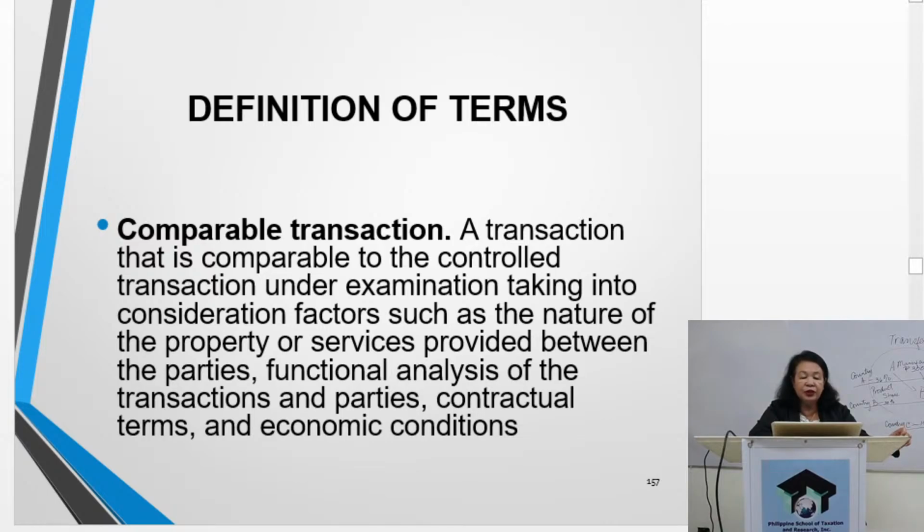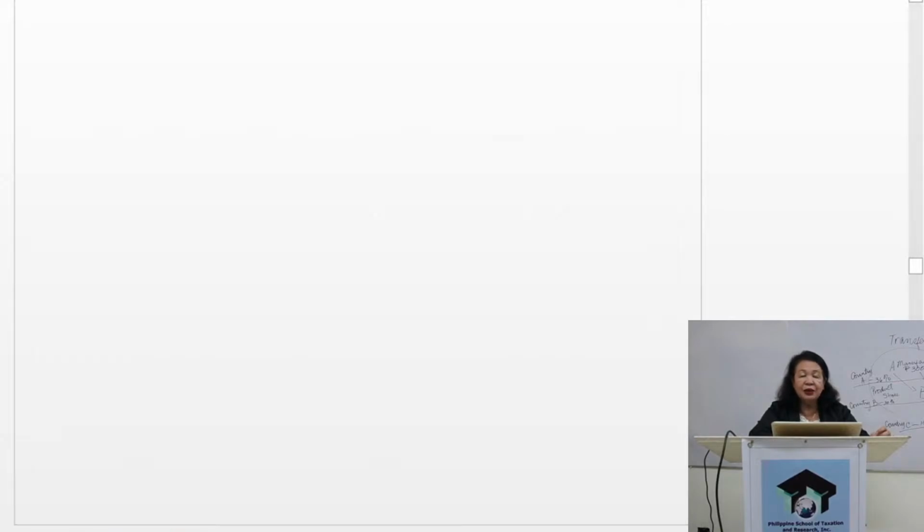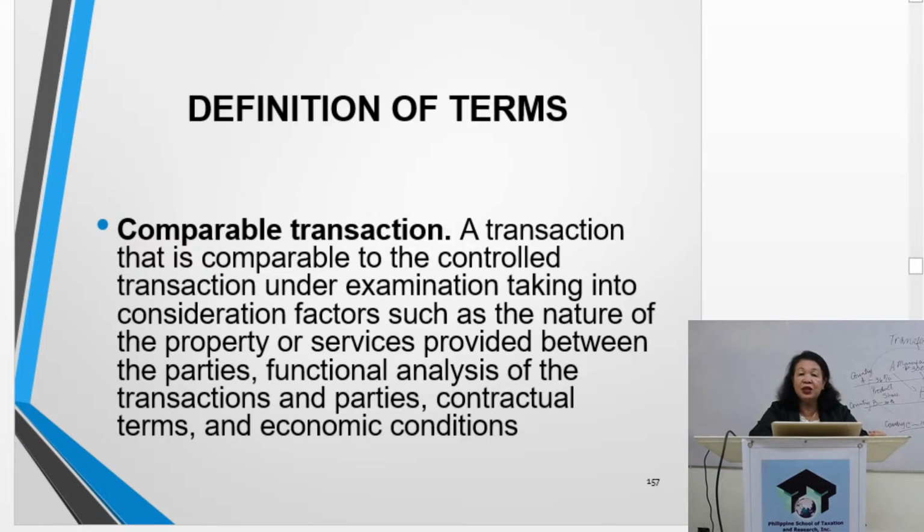So, sa definition of terms po natin, let's now go to definition of terms. To the controlled transaction under examination, taking factors such as the nature of the property or services provided between the parties. So functional analysis of the transactions and parties, contractual terms, and economic conditions. Kasi dito po sa tinatawag natin na comparable transactions, ito po yung balikan natin ang arm's length principle.